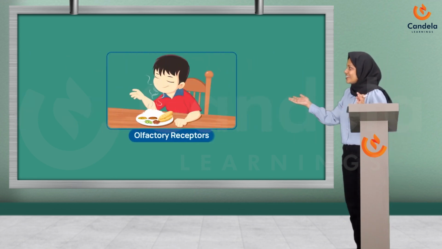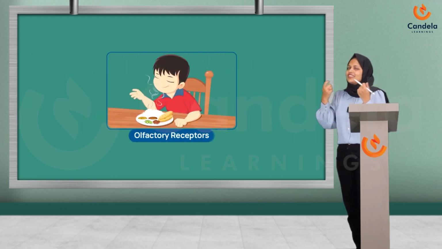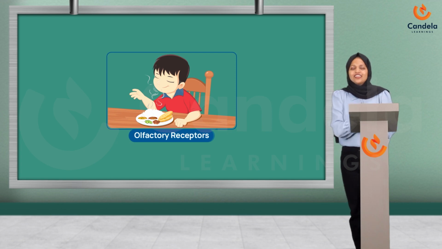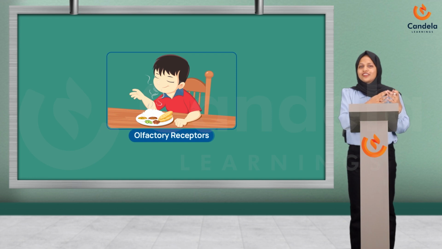What is that image, children? Yes, the boy is smelling something delicious, the delicious food. Now, how can we all smell delicious food? It's because in our nose, we have a receptor known as the olfactory receptor. It is because of the presence of this olfactory receptor that we can smell. Now we'll move on to the next image.